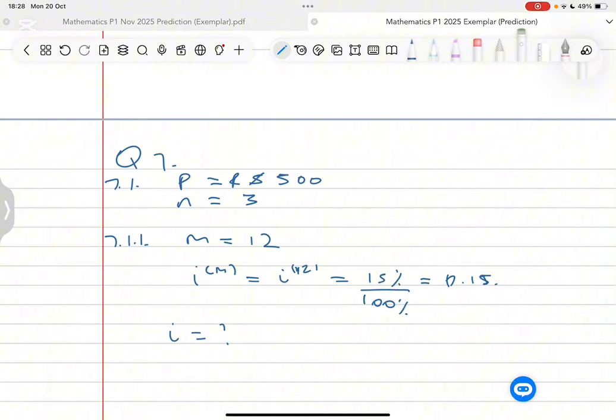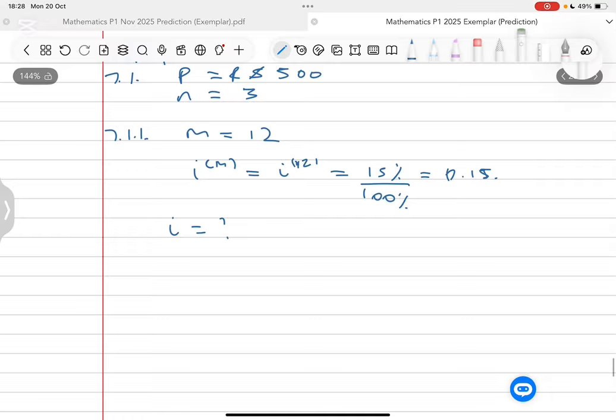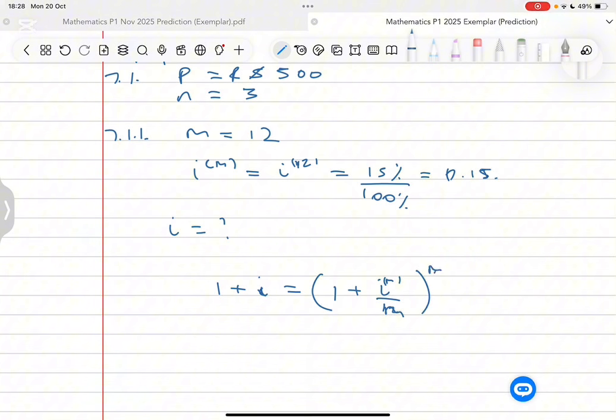Now, there is an equation that allows us to convert nominal interest rate to effective interest rate and vice versa. This equation is given by 1 plus i, which is the effective interest rate, is equal to open bracket, 1 plus i to the power m, which is our nominal interest rate, divided by m, which is the number of times the money grows, close bracket, to the power m.